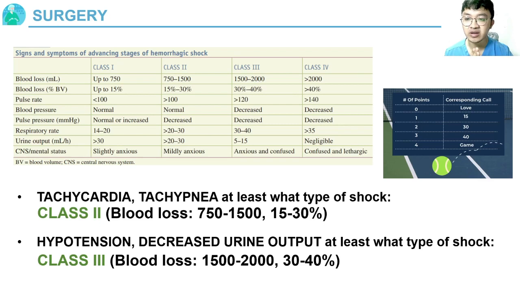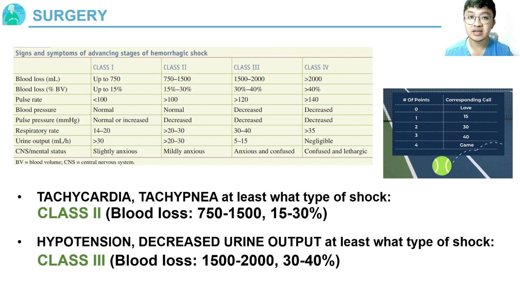So how do we memorize the volumes? It's actually easier. After you memorize the tennis system of 0 to 15, 15 to 30, 30 to 40, more than 40, you just divide it into 2 by volume. So for 15, you divide it into 2, you get 7.5. Basically, just multiply it by 100, so you get 750 ml. So class 1, that's 0 to 15, 15 divided by 2, you get 750. Next, class 2, that's 15 to 30. 30 divided by 2, that's 15. Multiplied by 100, that's 1500. So for class 2, that's 15 to 30, or 750 to 1500.